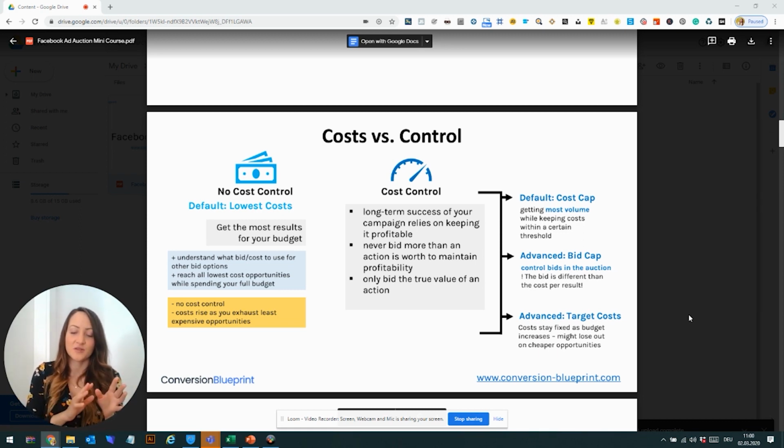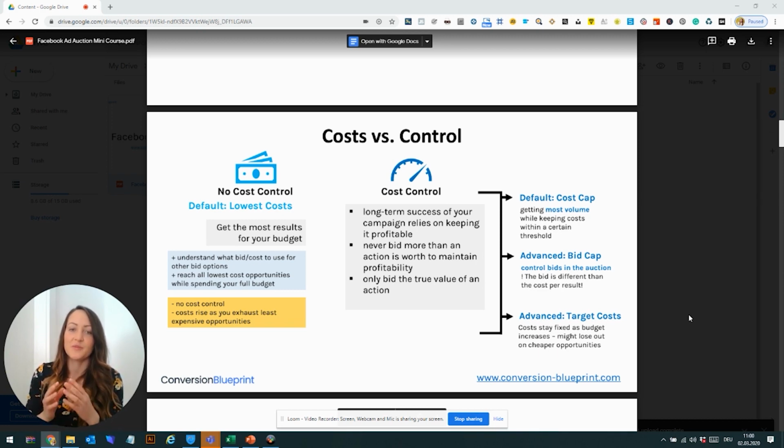So the no cost control is good if you're just starting out and if you want to go for all low cost opportunities. But the long-term success of your campaigns relies on if they're profitable or not. And this is why over time you will probably need to adjust your bidding strategies, because you have no cost control, but you need the cost control because you never want to bid more than an action is actually worth to you to maintain the profitability of the Facebook ads.